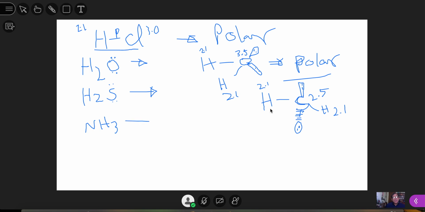NH3, is it polar or non-polar? Nitrogen is 3.0, hydrogen is 2.1. Polar or non-polar? Let's see. It's polar. Let's see. So we have an H. That's our three-dimensional structure first, the VSEPR model.